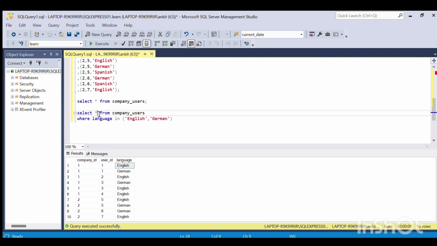Okay. So what we are going to do here is select, as we have to group this, group this on the basis of the company, and also on the basis of the user ID.